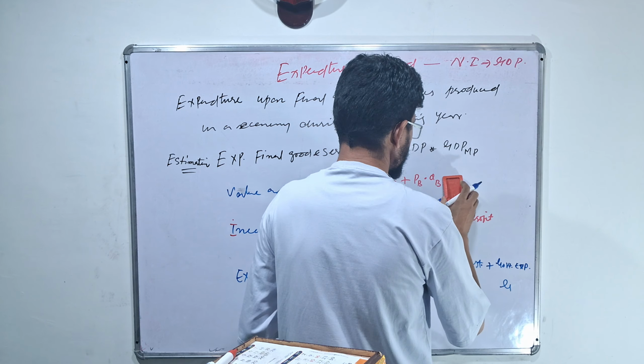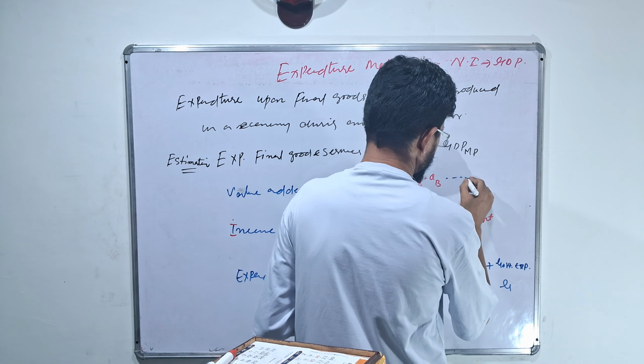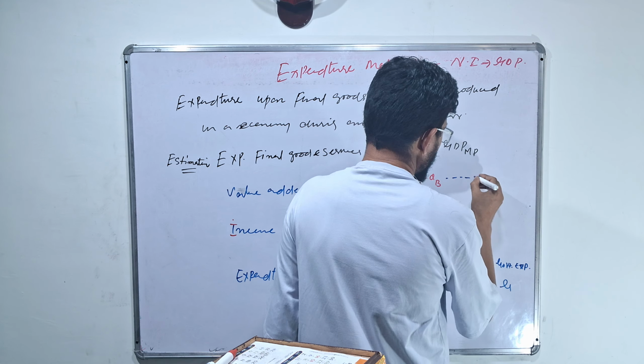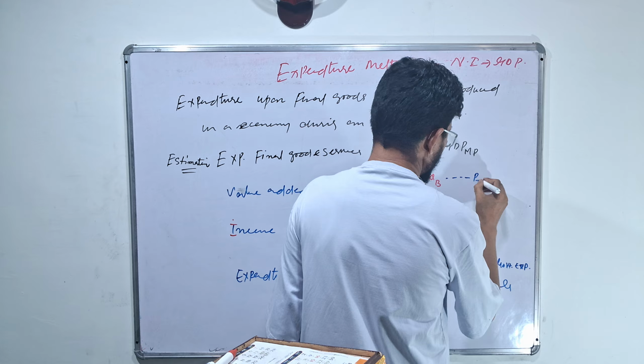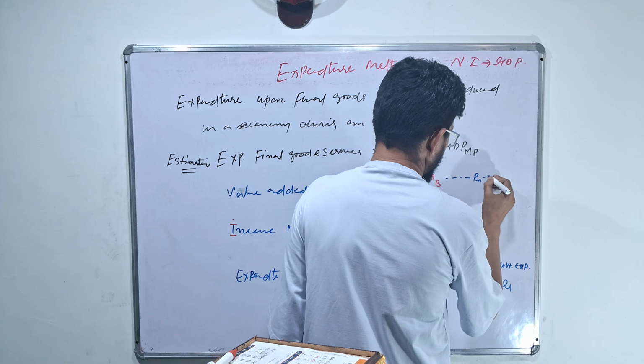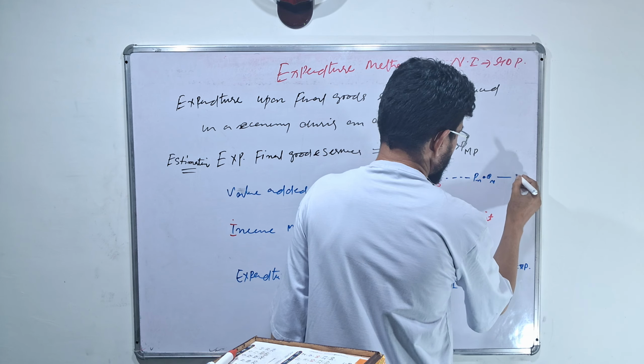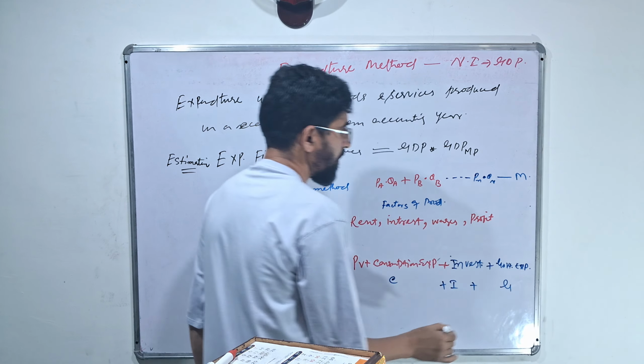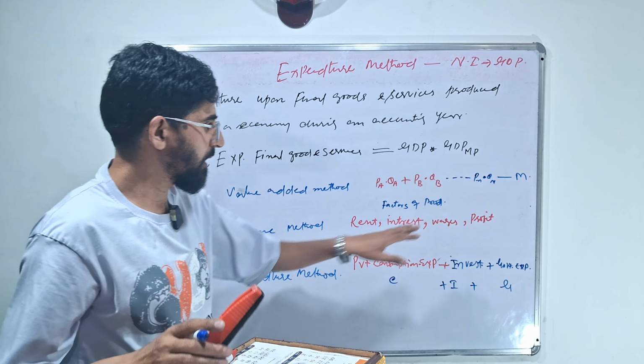I will write here imports. Means P of N minus P of N multiplied by Q of N. Here we will minus M. Why? I will repeat this once again.